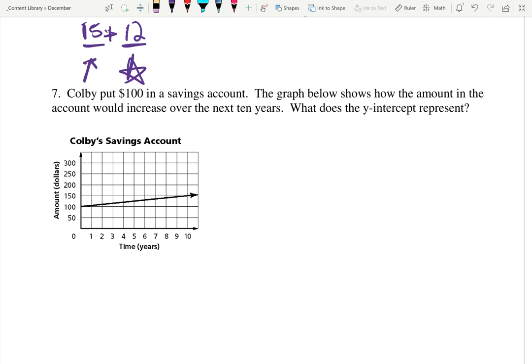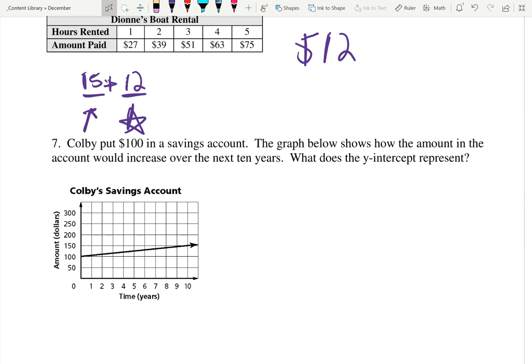All right, and then our last problem. Is this the last? No, it's not the last one. Colby paid $100, put $100 in savings. What is the y-intercept? What does it represent? So the y-intercept is here at 100. So the y-intercept is $100. Now, what does this represent?